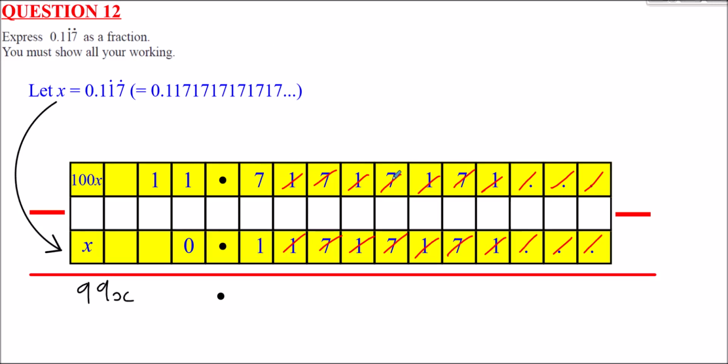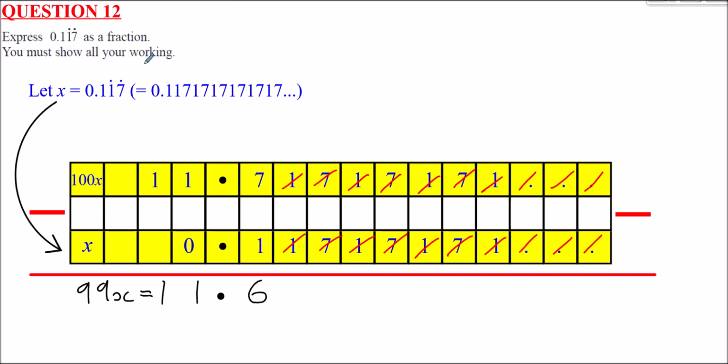The main thing is you've got rid of the recurring part, and now it's a decimal which doesn't go on forever. 7 take away 1 is 6, 1 take away nothing is still 1, and 1 take away nothing below it is still 1. So 99x's equals 11.6. Sorry, I can't seem to read today.